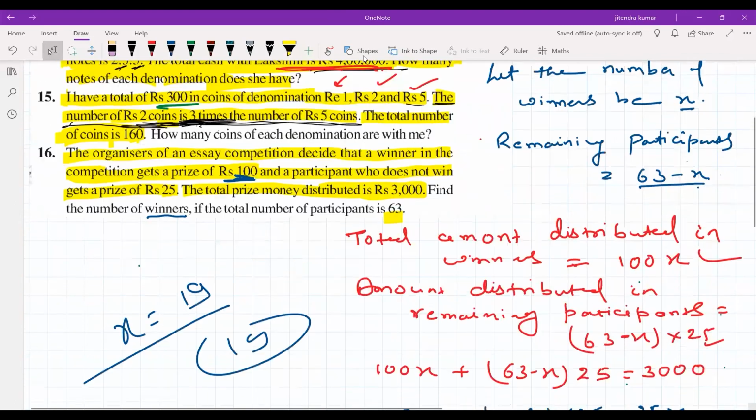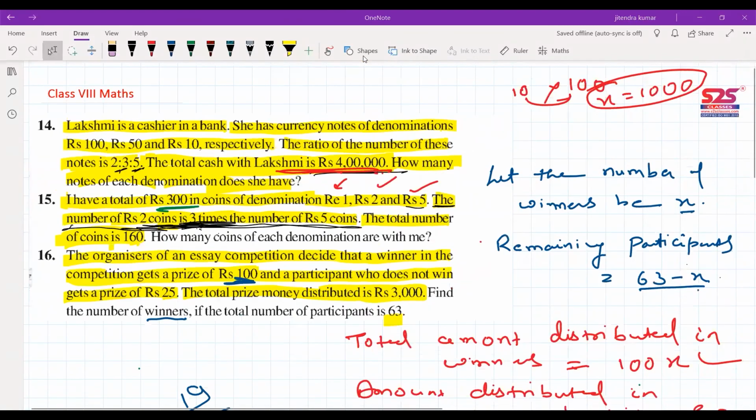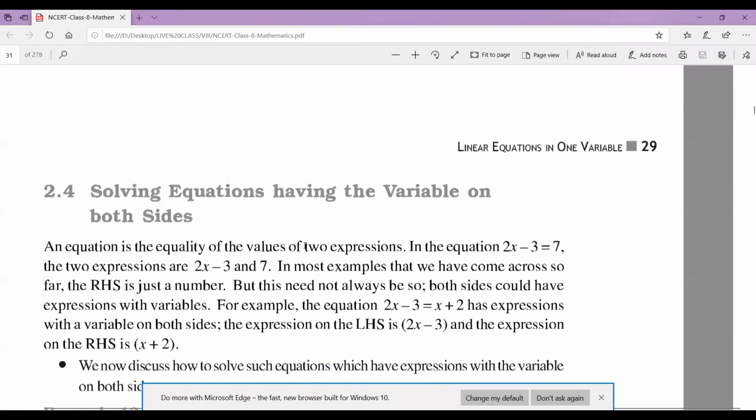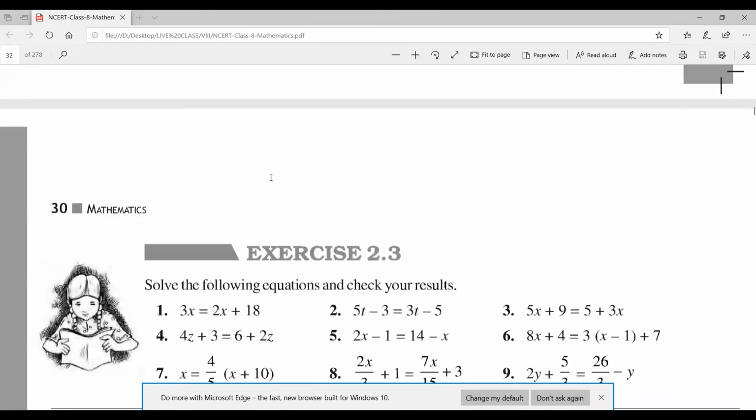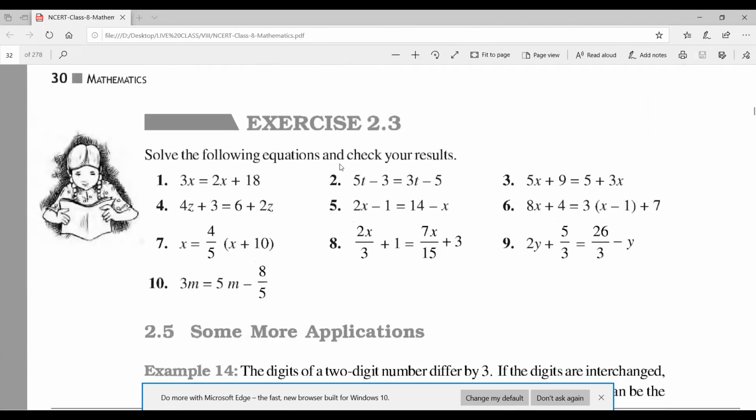Now let's see the next exercise. What is our next exercise here? Exercise 2.3. So exercise 2.3 is your homework. I think all of you can do this. We have already done this type of questions. So all of you have to complete this exercise.